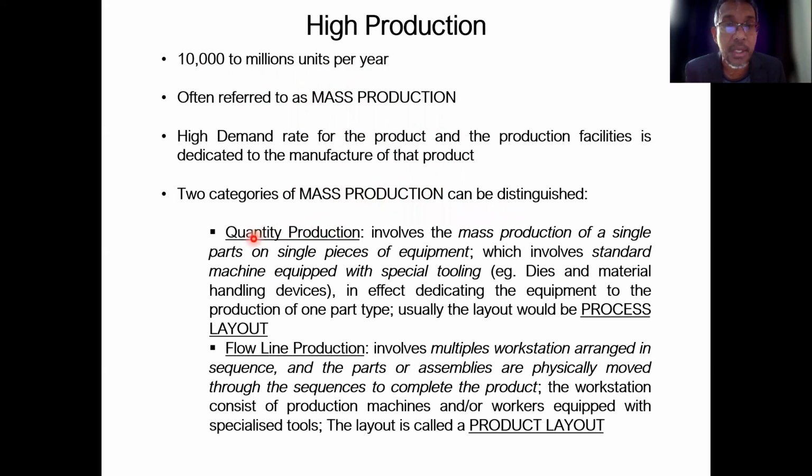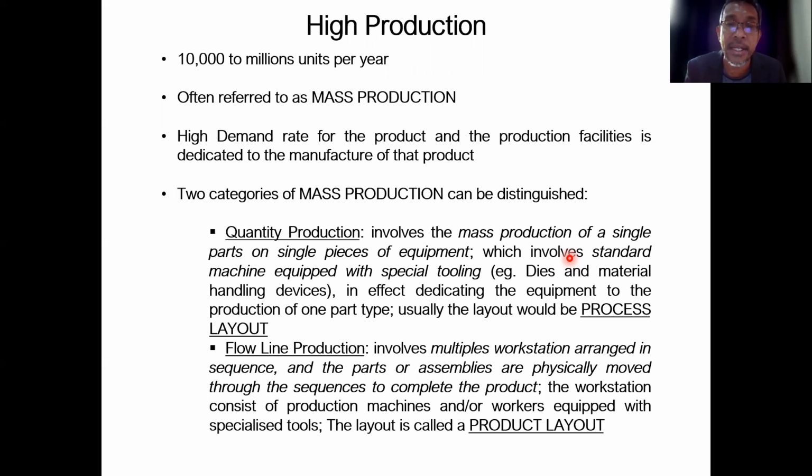So we have one based on quantity production, and then one based on flow line production. Quantity production always refers to the process layout that involves the mass production of a single part on a single piece of equipment, which involves a standard machine equipped with special tooling. We have special tools, for example a die, to produce the frame. They use a special die.